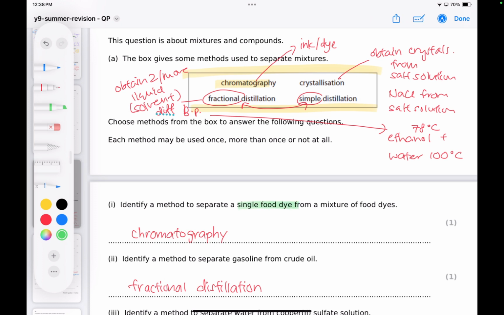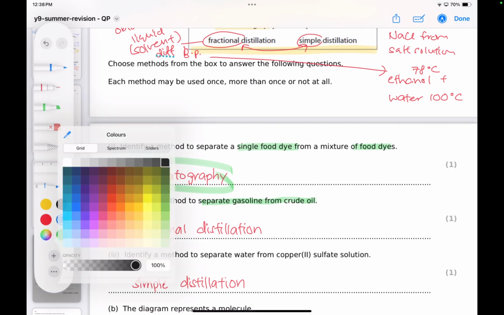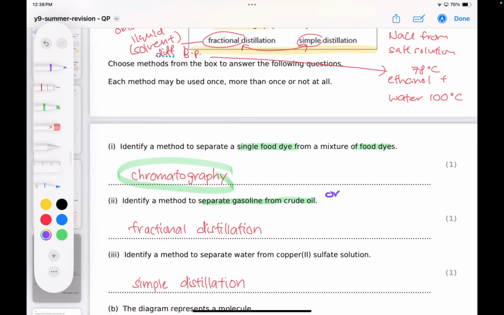You see that for part 1, we're trying to get a single food dye from a mixture, and every time you have dye or food ink, for example, then you will use chromatography. Next, we'll try to separate gasoline from crude oil. This might be a little bit difficult for some of you who have not been introduced to organic chem. So organic 1 will introduce this idea. Crude oil is basically our black gold, something that we extract from under the seabed.